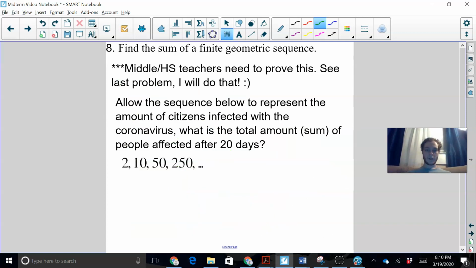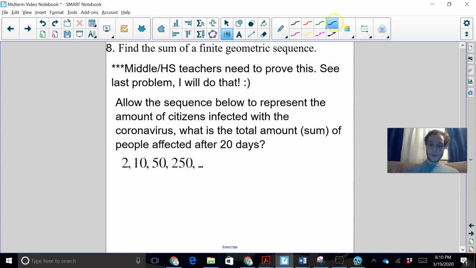Now, find the sum of a finite geometric sequence. Middle school and high school teachers, you need to be able to prove this rule, from what I can remember Dr. G saying in class. I will do that at the very end so I don't have to bore the elementary teachers with that. Now, allow the sequence below to represent the amount of citizens infected with the coronavirus. What is the total sum of people affected after 20 days? I came up with this to make it a little more real life instead of just giving you a bunch of numbers.